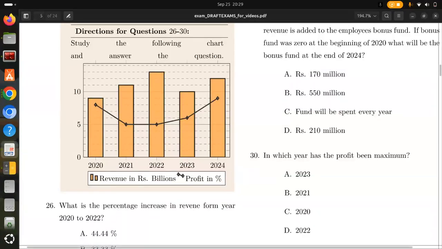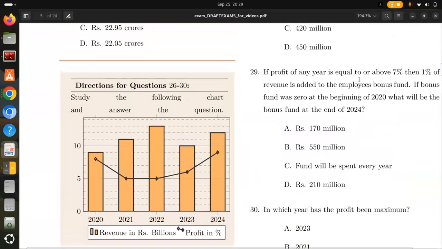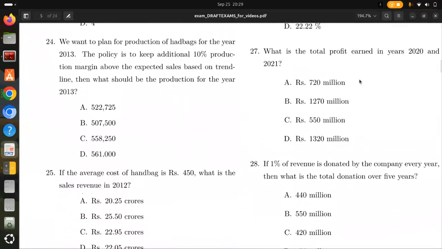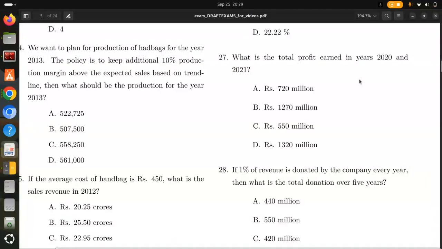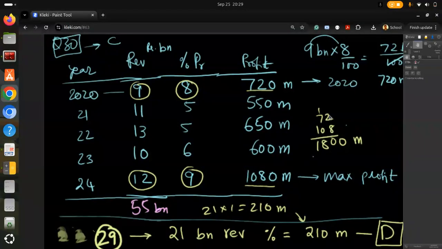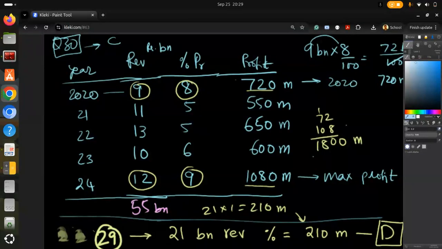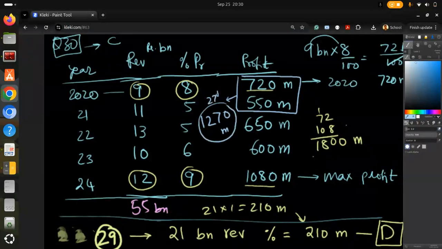But anyway, we already solved the question. So let's do 27th question now. So what is 27th question? What is the total profit earned in the years 2020 and 2021? Okay, so already we calculated in the year. So we are now talking about question number 27, 2020 and 2021. What is the total profit? So if I just have to add these numbers, so 0, 7, 7 plus 5 is 12, 1270 million is the total profit of these 2 years. This is for the 27th question.